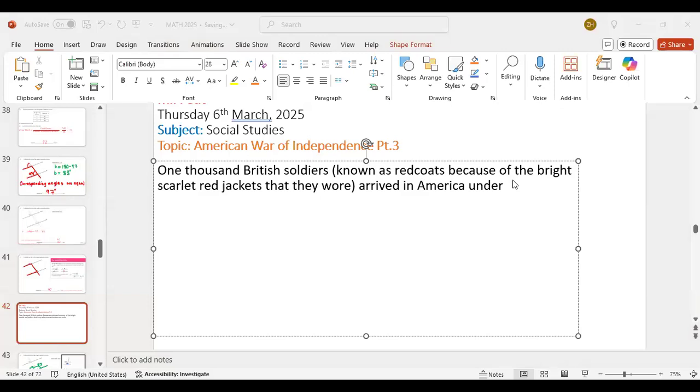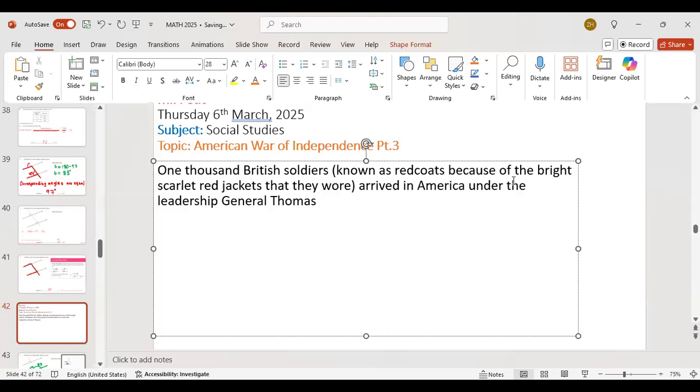Arrived in America under the leadership of, do you remember their leader? Imagine how much money it would cost to get 1,000 red coats made. Who's their leader? Do you remember, Antoine, from school? It starts with G. George Washington? No, General T. Oh boy. Thomas. Thomas who? Thomas Jefferson. No.